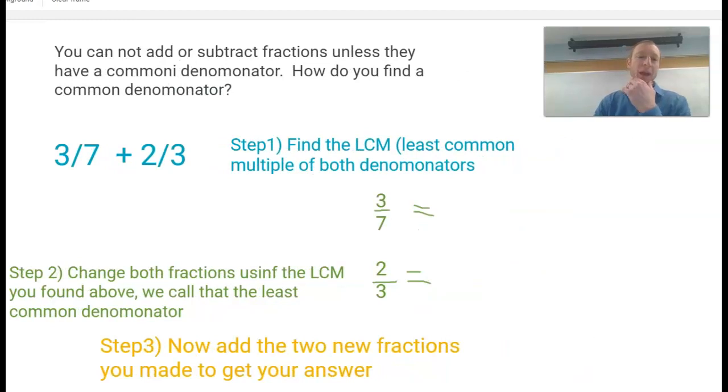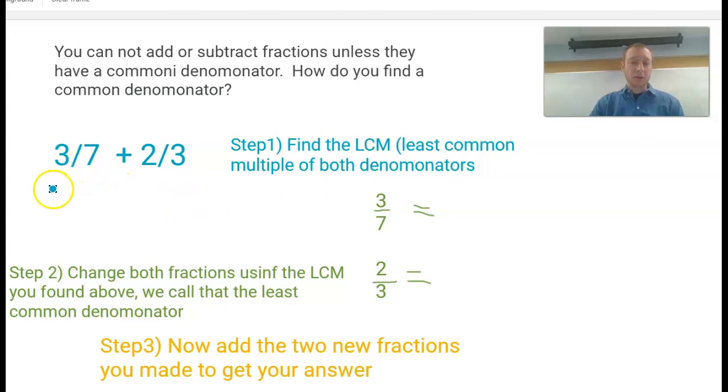Now remember, when we add or subtract fractions, we need that common denominator, right? You cannot add or subtract fractions unless they have a common denominator. So how do you find that common denominator? Okay, so step one is to find the LCM. Remember, that means the least common multiple of both denominators. Right? So the first thing we need to do is list out those multiples.